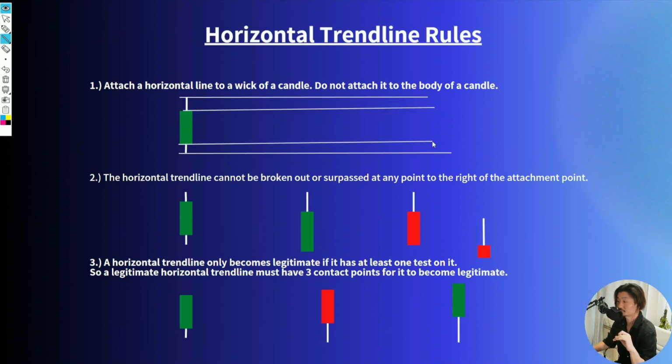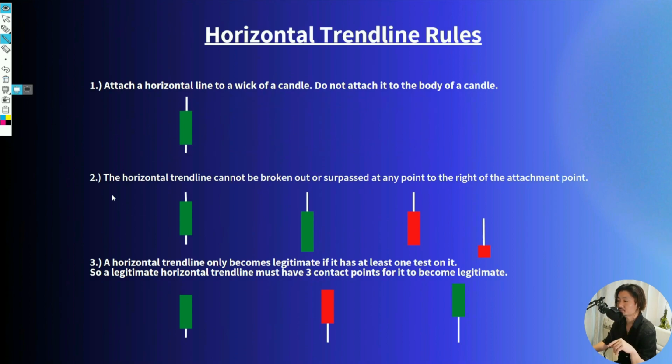Okay. And number 2, the horizontal trend line cannot be broken out or surpassed at any point to the right of the attachment point. Let's say you attach a horizontal trend line to this wick right here, and it cannot be broken out. As you can see right here, price closed under this horizontal trend line, which means it broke it out, which immediately makes that horizontal trend line not legitimate.